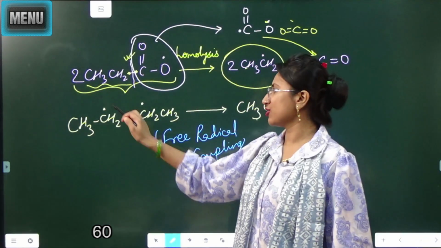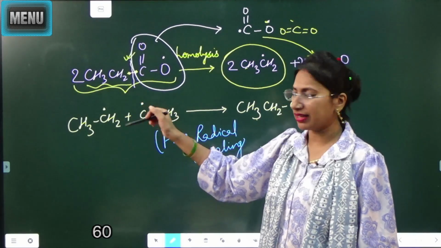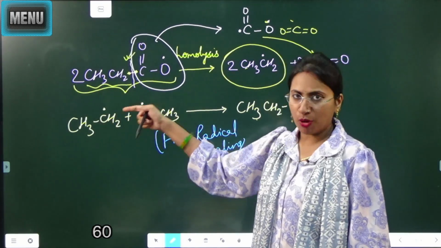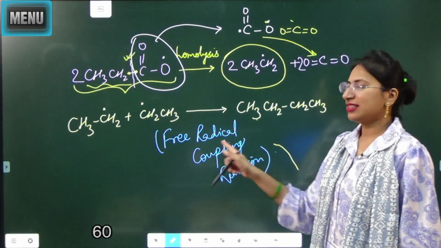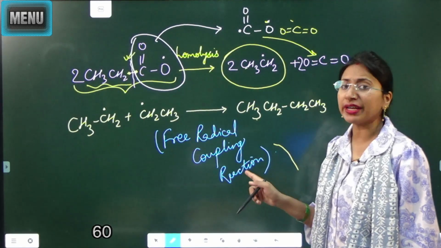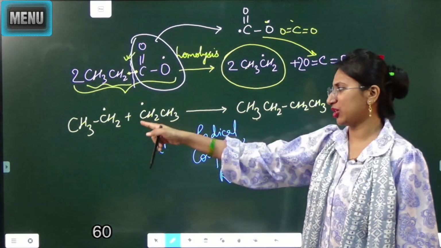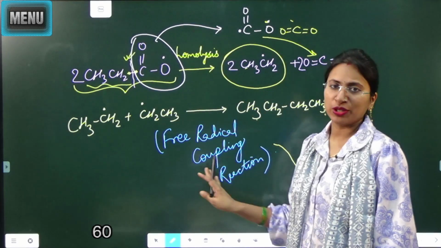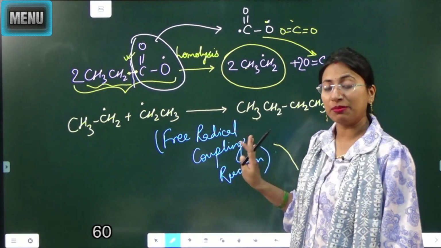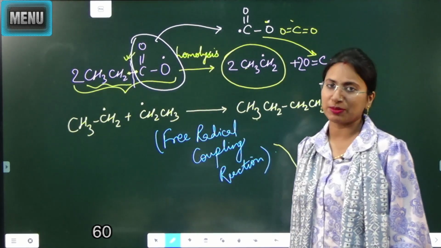So, CH3, CH2 free radical and CH2, CH3 free radical will form a bond, and we will get butane as our product, and this reaction is also called free radical coupling reaction. Bond formation will be there. In this manner, we can get our main product, the major product related to our substrate.